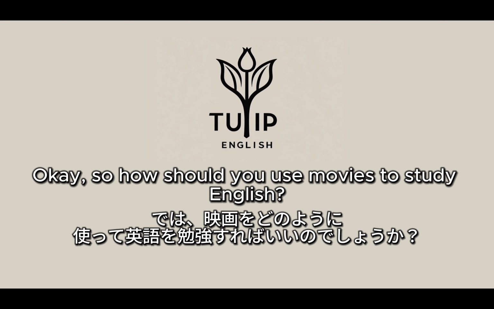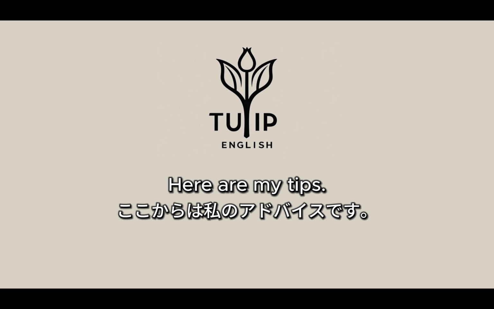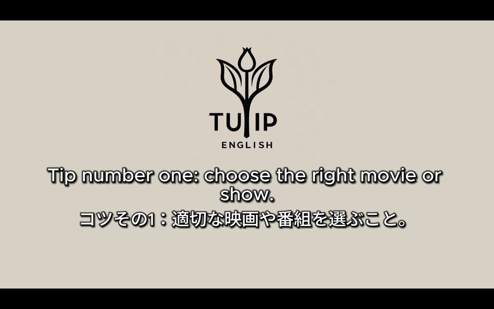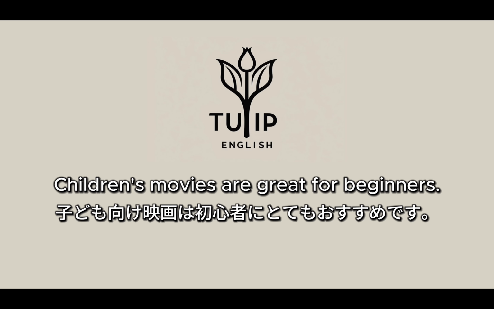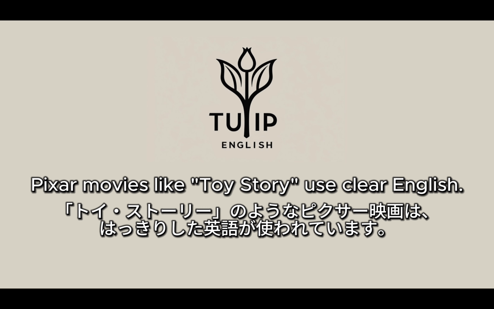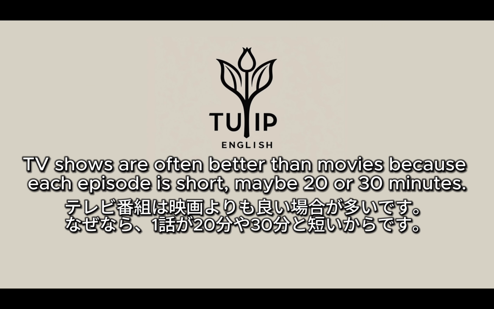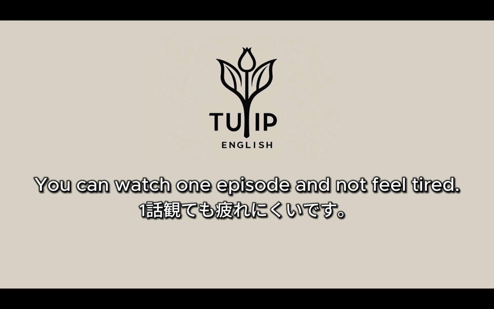Okay, so how should you use movies to study English? Here are my tips. Tip number 1, choose the right movie or show. Don't start with a complicated movie. Choose something simple. Children's movies are great for beginners. Pixar movies like Toy Story use clear English. TV shows are often better than movies because each episode is short, maybe 20 or 30 minutes. You can watch one episode and not feel tired.